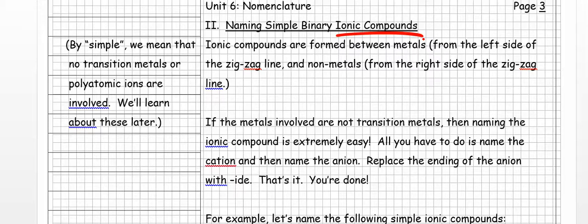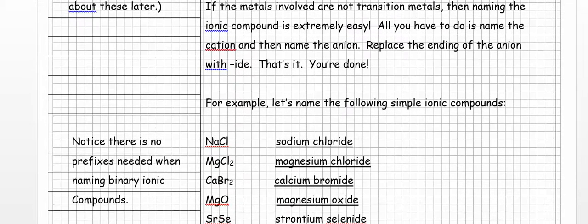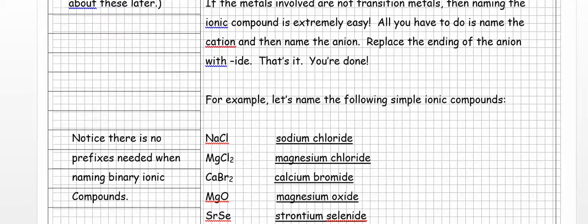Now, if the metals involved are not transition metals, then naming the ionic compound is extremely easy. All right, even easier than covalently bonded compounds. All you have to do is name the cation, that's the first one, and then name the anion, that's the second one. Replace the ending of the anion with "ide." That's it. You're done. Cation, anion, then ide. That's it. So let's take a look at a couple of examples here.